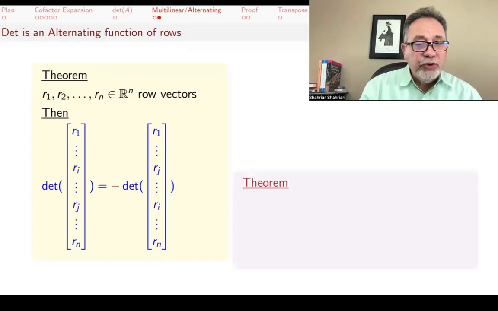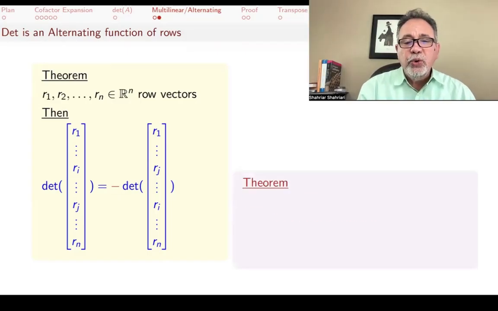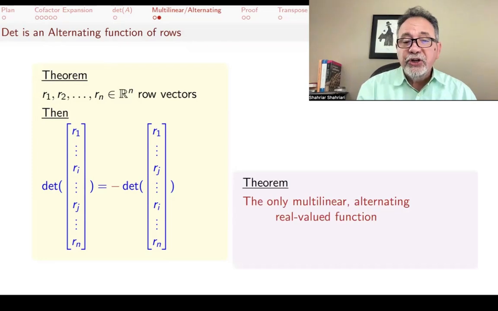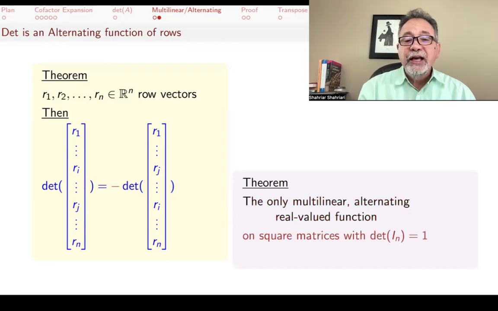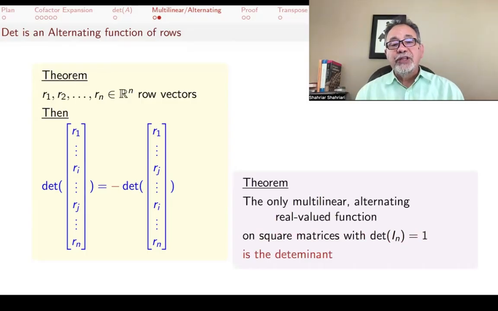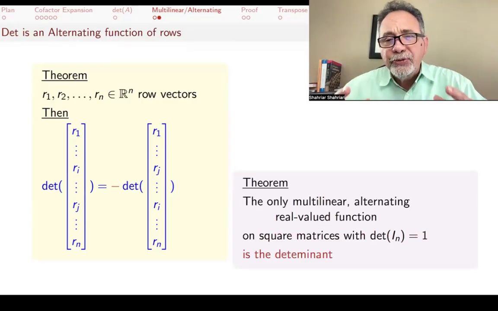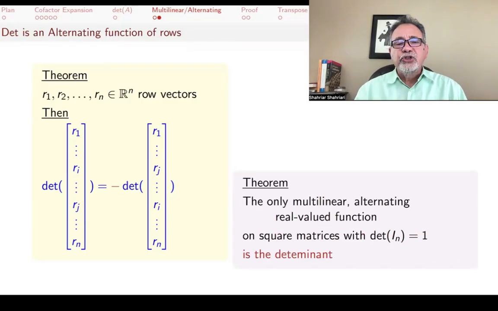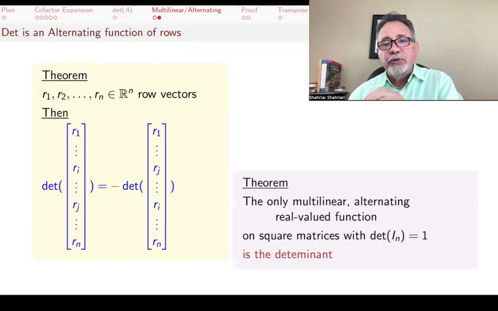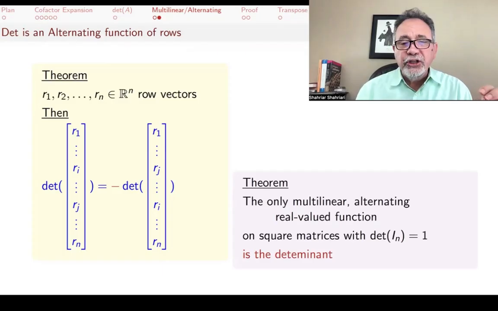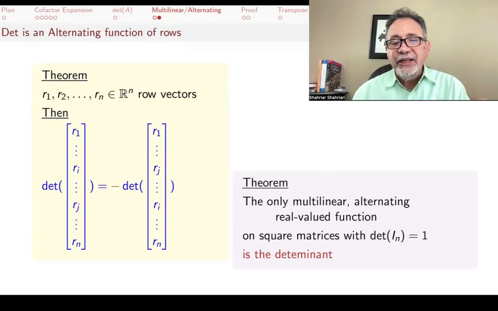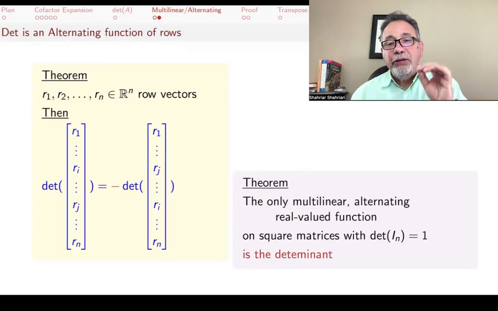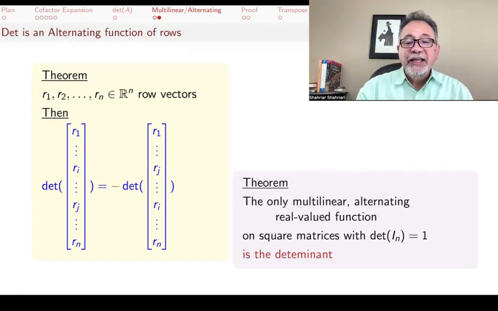There's actually a theorem, which we don't need, but it's good to know, that the only multilinear alternating real valued function on square matrices with determinant of identity 1 is the determinant. So that would actually be the more conceptual way of defining a determinant, is to say that I want a function that takes n by n matrices and gives me a real number, and I want that function to be multilinear alternating, and I want the function applied to identity to give 1, and then the only such function is the determinant.